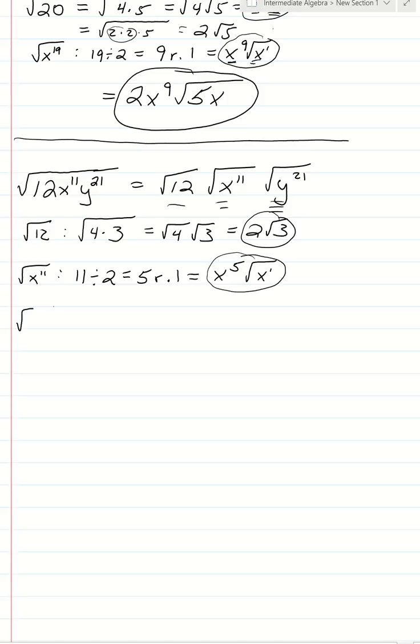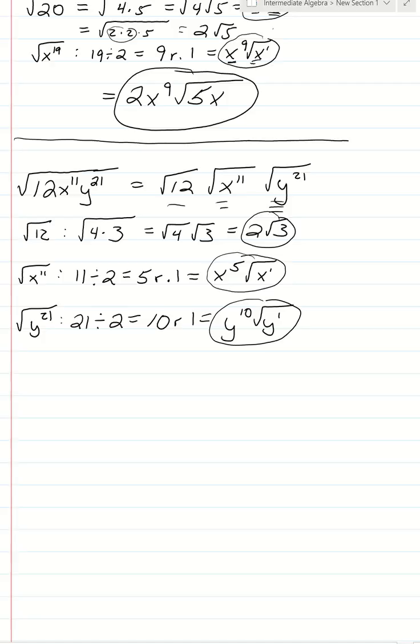We have to now do the square root of y to the 21st. Well, once again, we're going to take the exponent of 21 and divide that by the root index of 2. 21 divided by 2 goes 10 times, once again remainder 1. So this would become, in terms of our simplified answer, a y to the 10th and a leftover square root of y to the 1st as your simplified radical for y to the 21st.